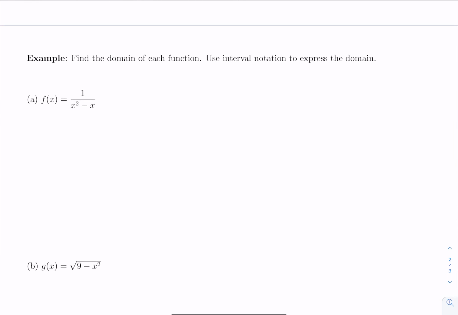Part A. f of x is 1 over x squared minus x. To make f defined, the denominator cannot be 0, meaning x squared minus x cannot be 0. If I factor this out, I get two factors. So that means x cannot be 0, x cannot be 1. Because for 0 and 1, the denominator will be 0 and f will become undefined.